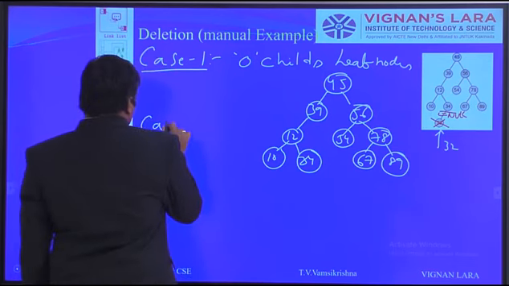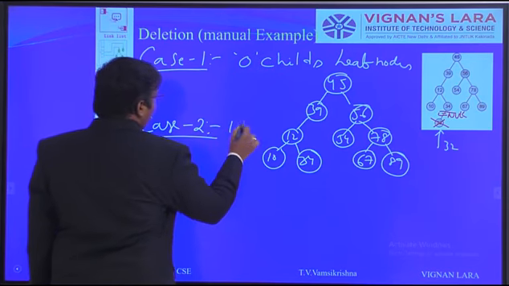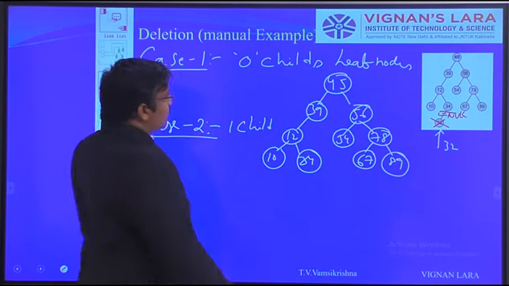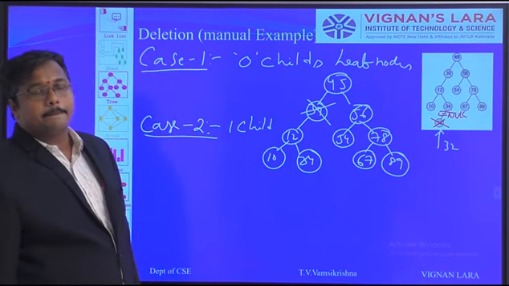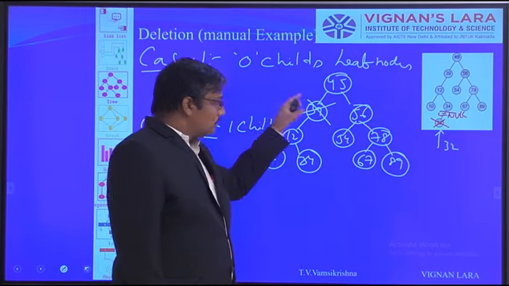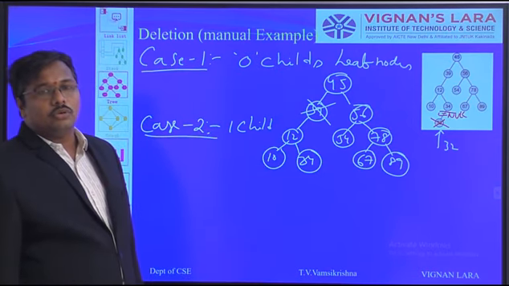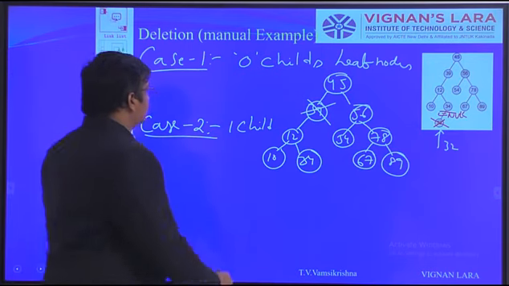So case 2 means the 1 child case. Say, for example, suppose I want to delete 39. What is the child of that node? The child moves to that particular position. Automatically the child comes into that position.